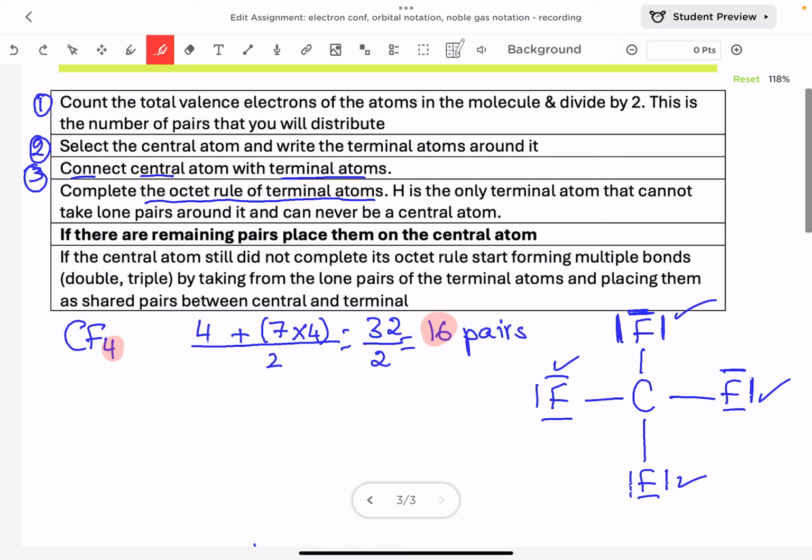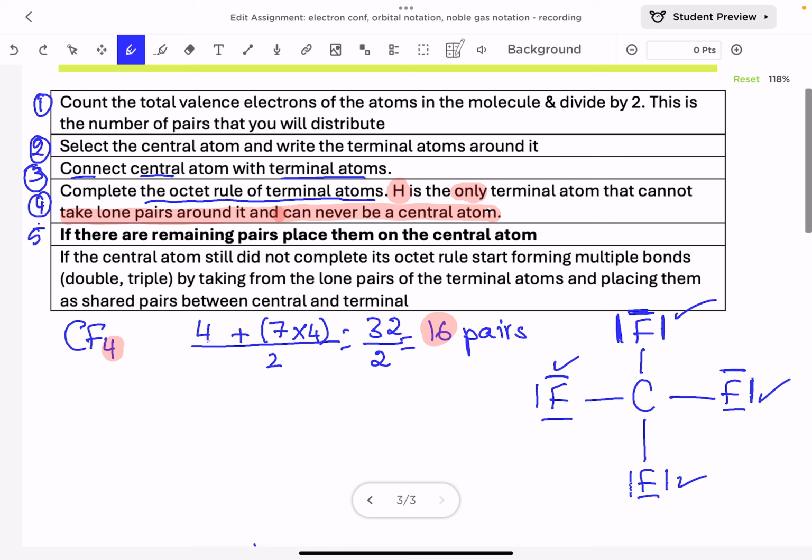Now I would like to mention that if hydrogen is a terminal atom, it's the only one that cannot take lone pairs around it. And a hydrogen atom can never be a central atom, meaning you will never see hydrogen connected to central and having lone pairs like that. This is wrong. Okay, so you can do this to all atoms but hydrogen.